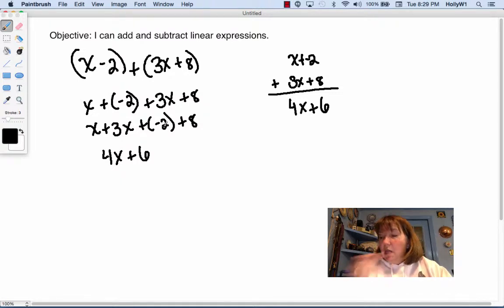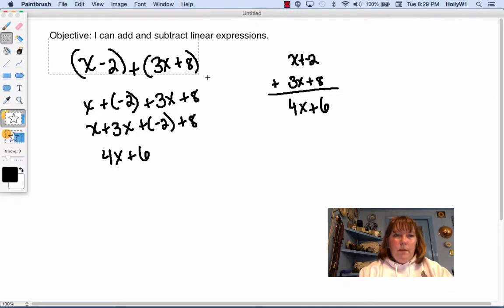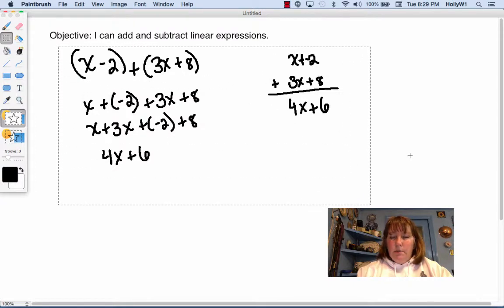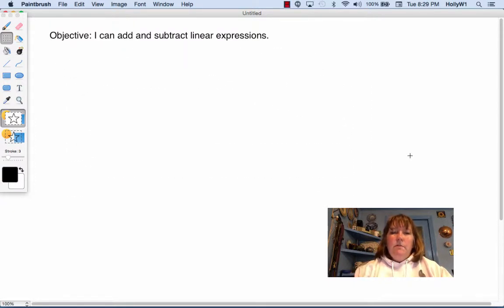Okay, so now why don't we do another example. Oops, I don't really want to do that. I want to just delete this part. So let's think of another example.